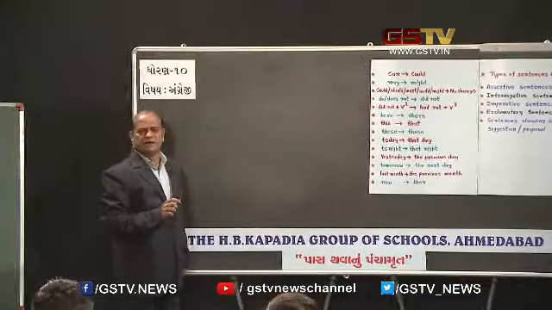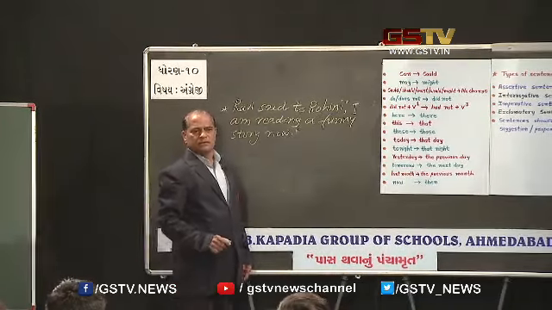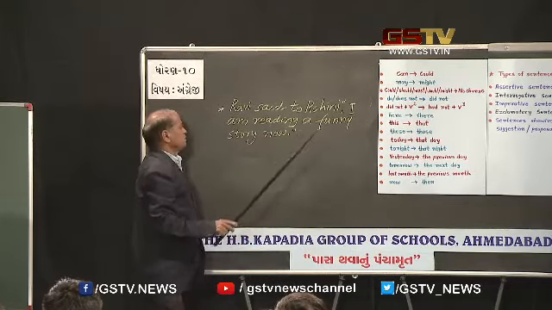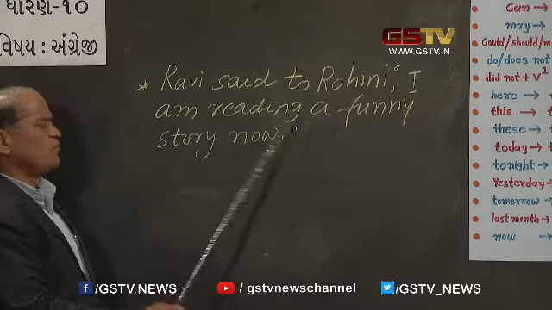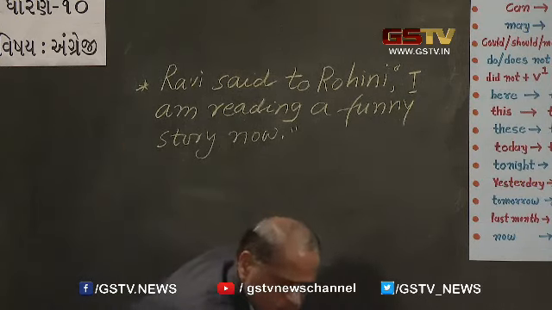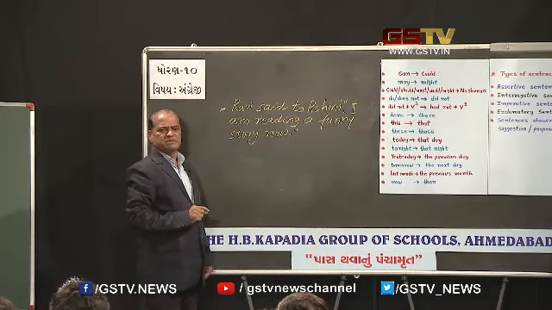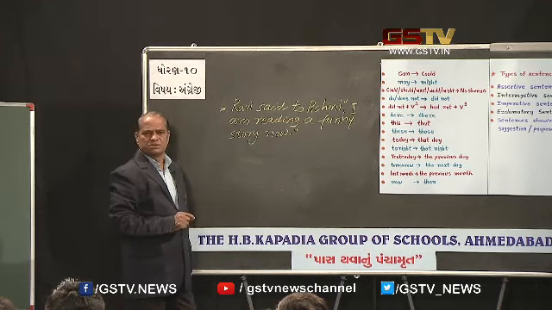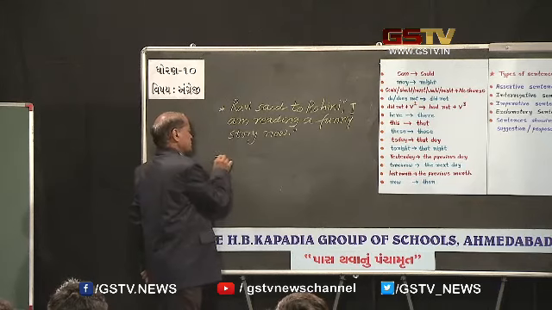Another example in present continuous tense. You see here, Ravi said to Rohini, I am reading a funny story now. This sentence is in present continuous tense, and as you have been told, present continuous tense is converted into past continuous tense, means is, am, are is converted into was, were. So, let us try this sentence.